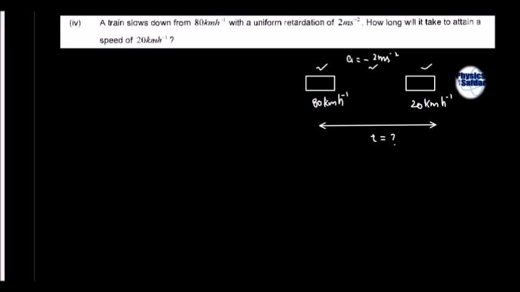Now you will write the information given and required. So initial velocity is given 80 km per hour and the final velocity is 20 km per hour. The retardation is 2 meter per second square. Retardation means negative acceleration, that's why you will write minus here. And you need to calculate the time.